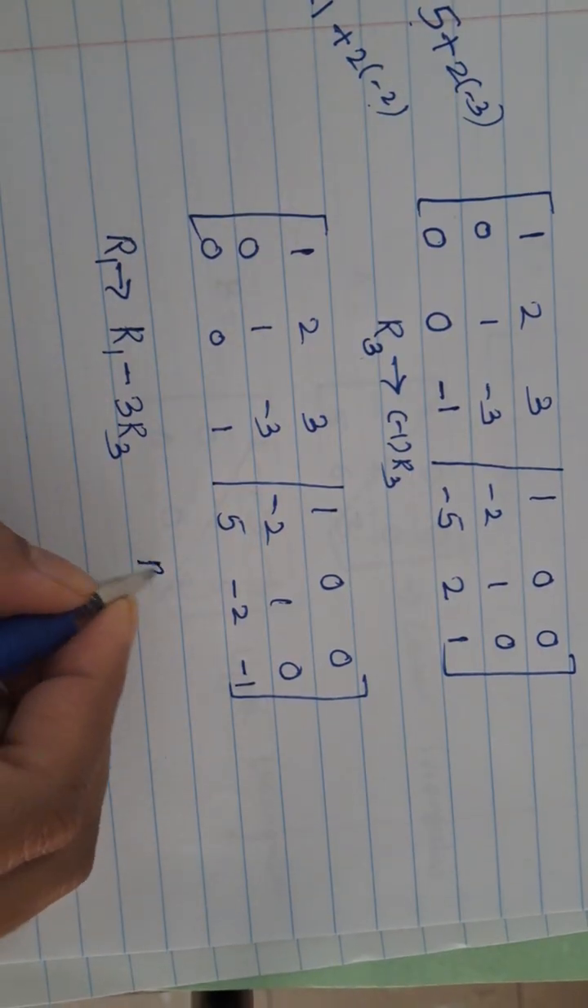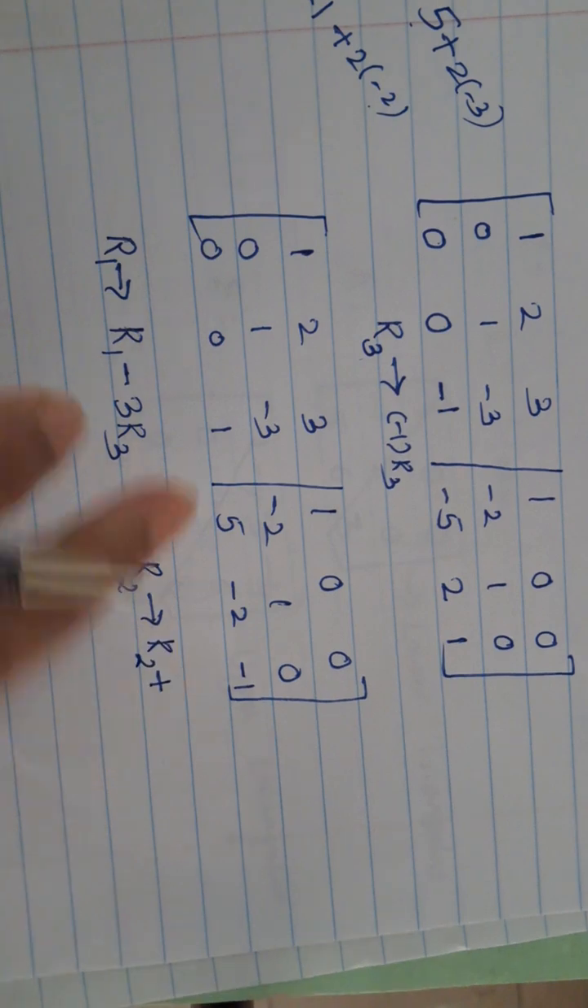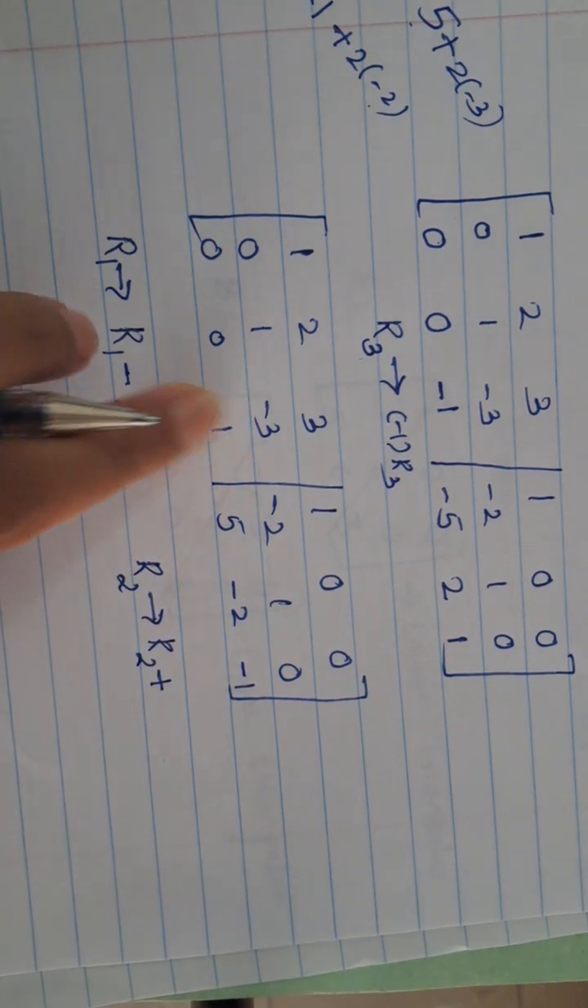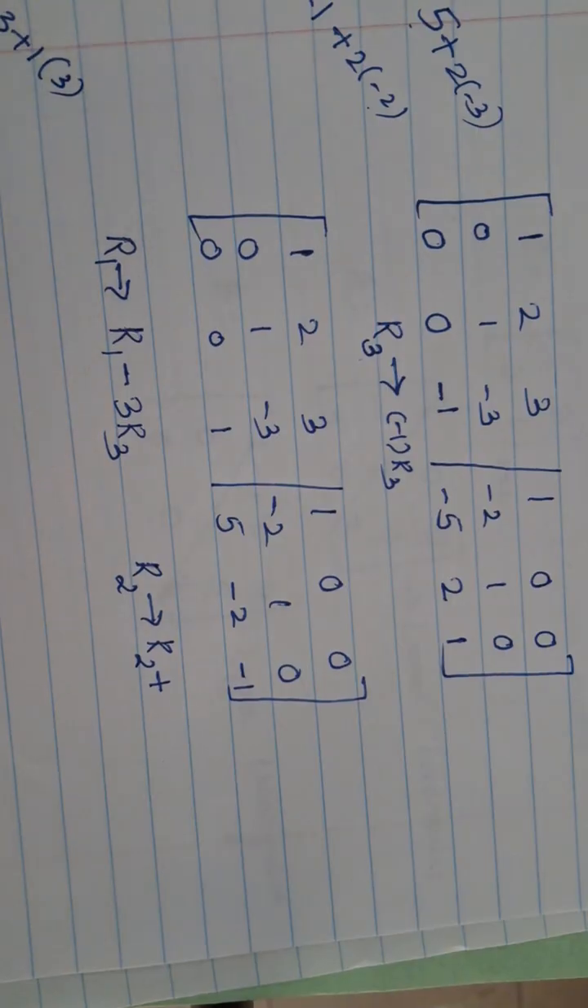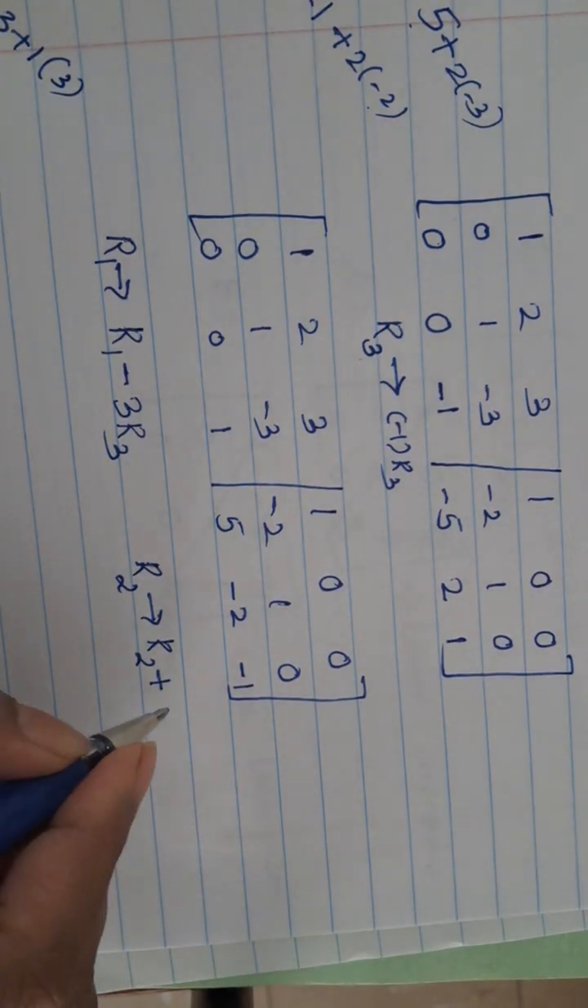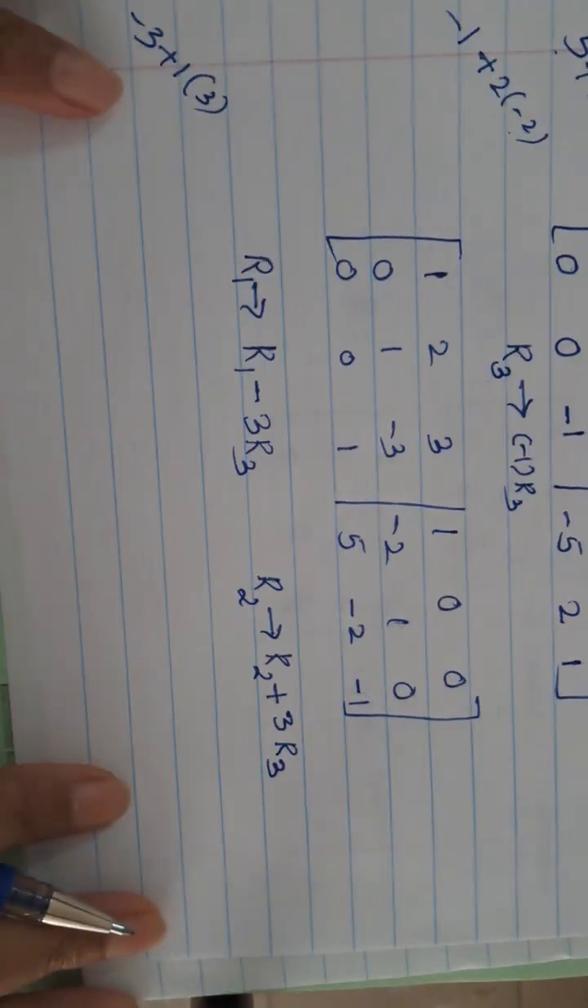So it is simply R2 changes to R2 plus, because I am using plus because it is negative sign here. So minus 3 you have, plus 1 into, if you multiply with 3, you will get what? You will be getting 0. So 3 times of R3. So let's do this operation now.